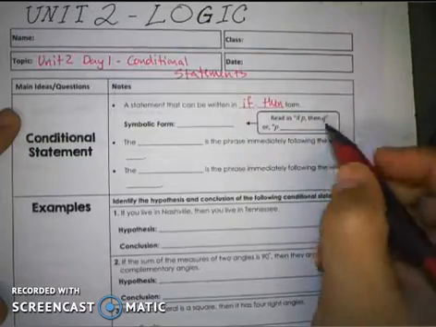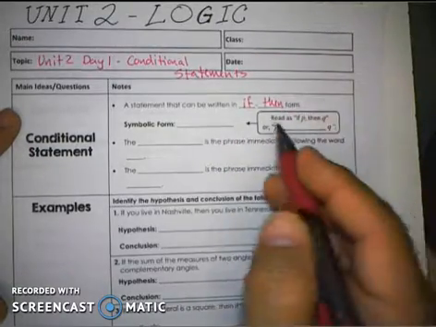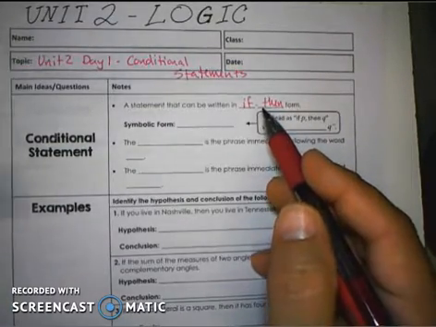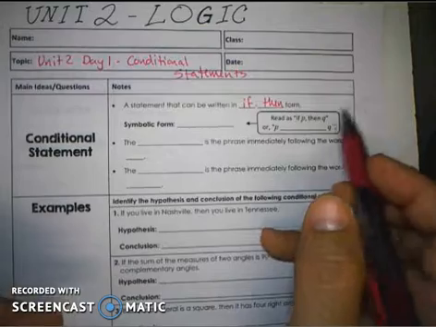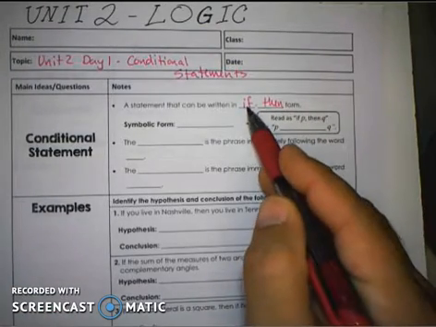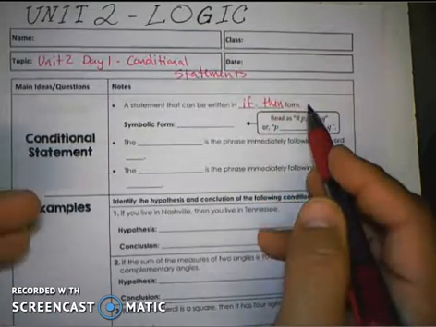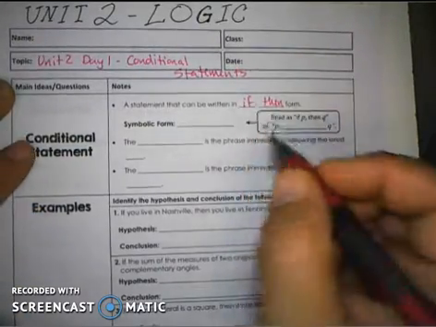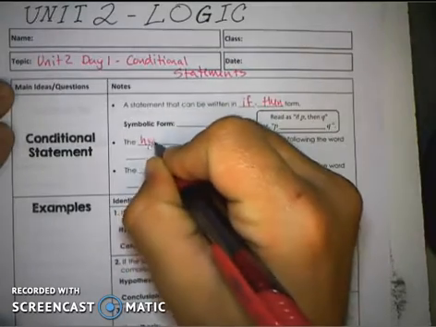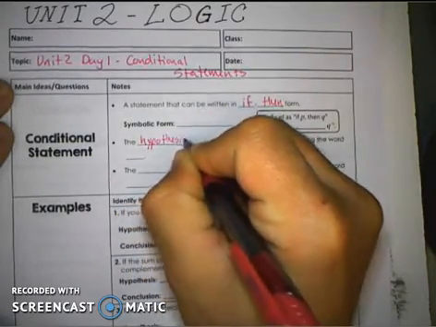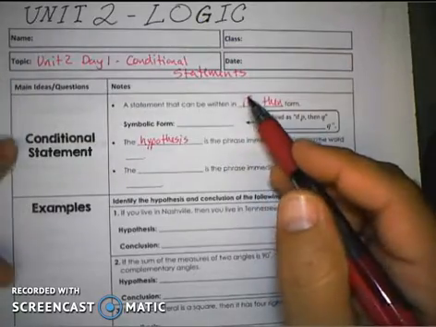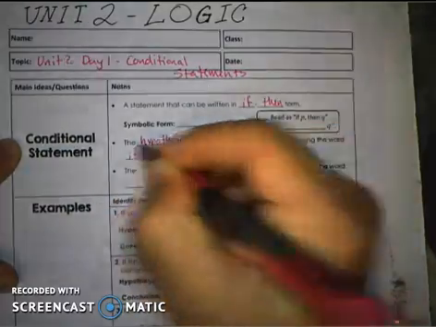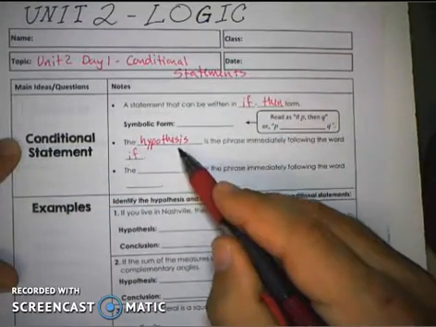It's a statement that can be written in the form if, then. Don't worry about the symbolic part here. We can write a statement in the form if blank, then blank. And that means that if you meet that first part, where the word if is, then that second part comes true. This first part is called the hypothesis. The hypothesis of a conditional statement is the phrase immediately following the word if. So whatever comes right after the if is the hypothesis.